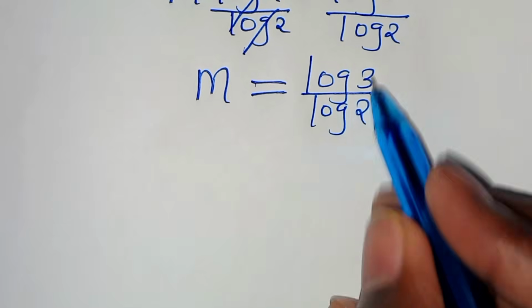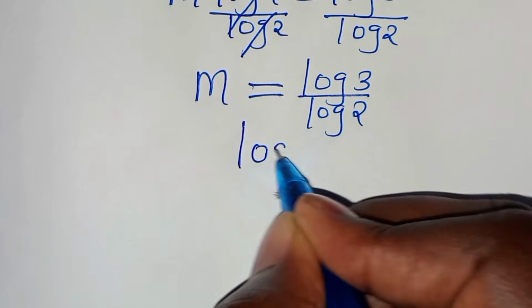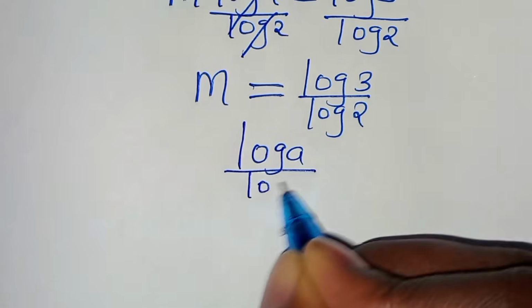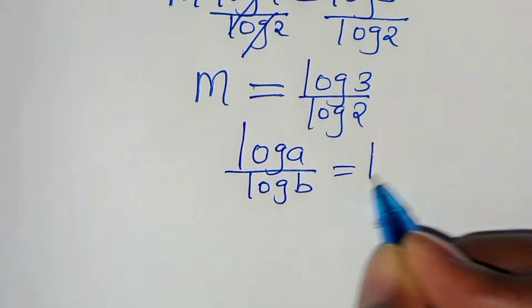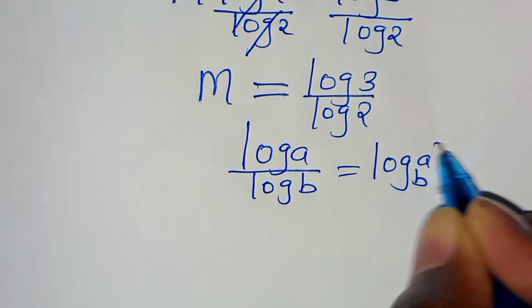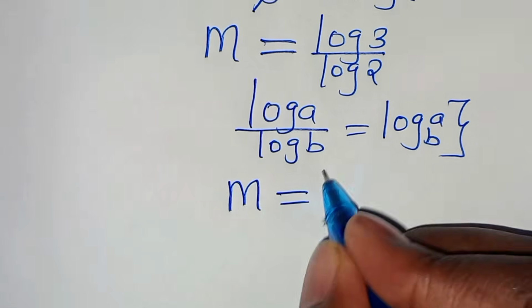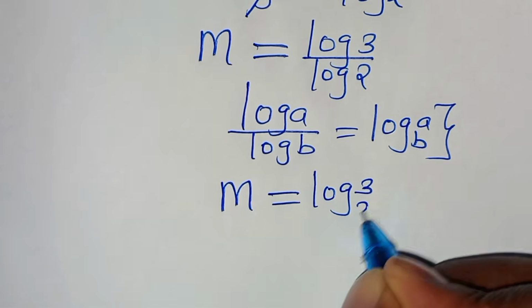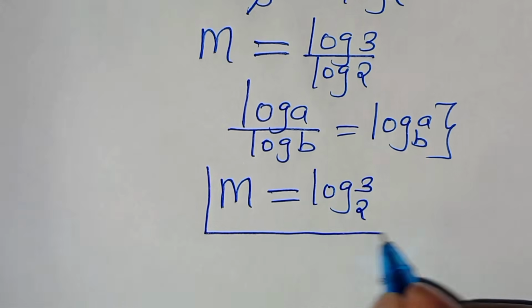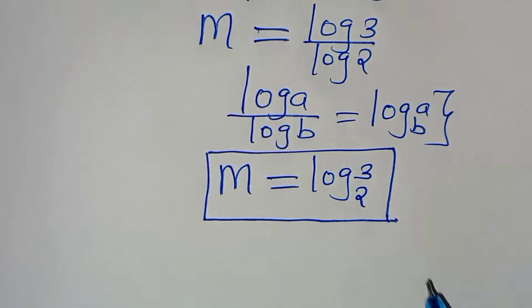We have that log 3 over log 2. This is in the form of log a over log b, which can be expressed as log a to base b. So this is to mean that m is equal to log 3 to base 2. So this is the value of m.